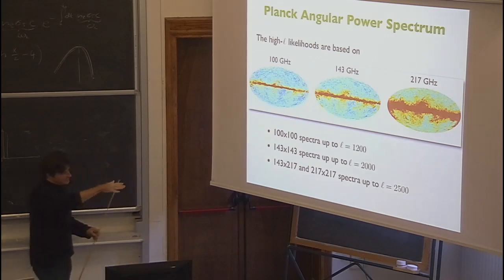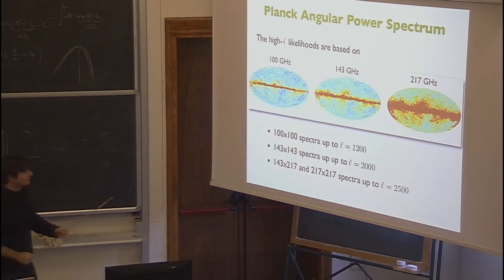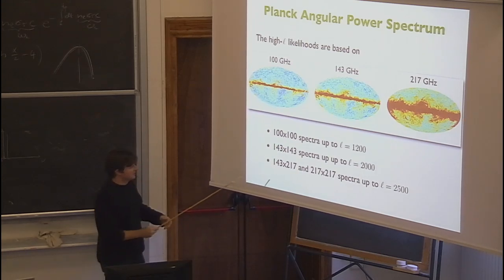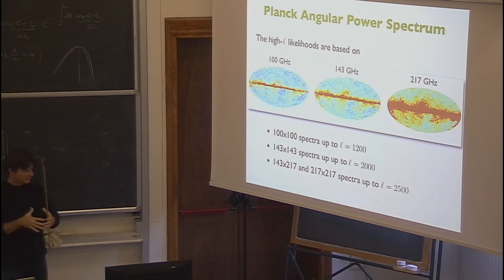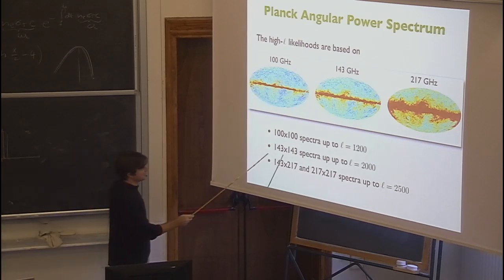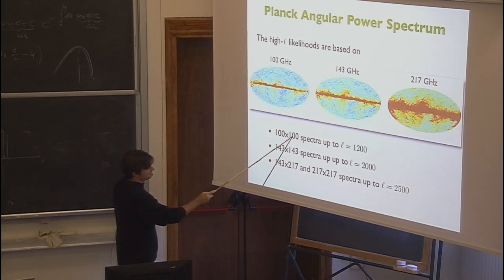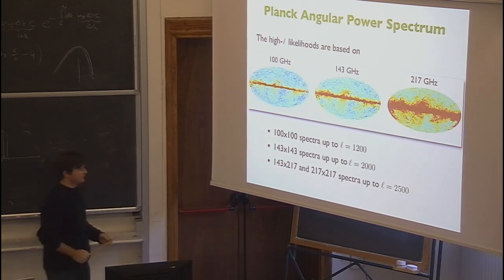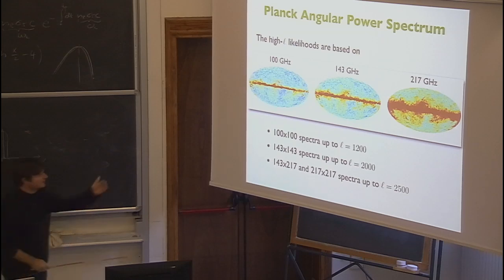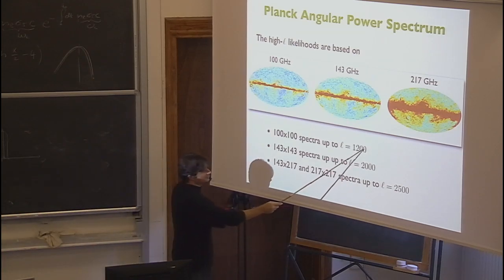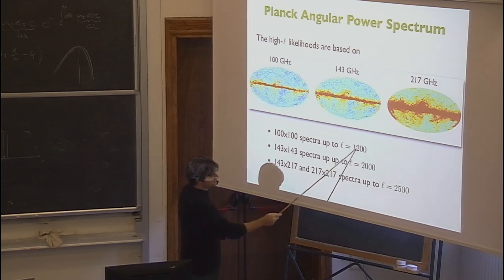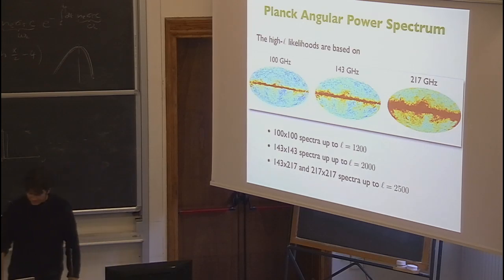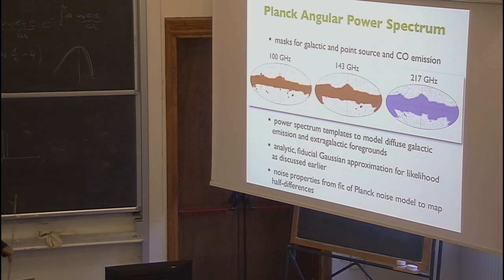The reason the L ranges are different is just because for 100 gigahertz the resolution is worse. The longer the wavelength of the photon, the worse the resolution if it's diffraction limited. So you have 10 arc minute resolution here, 7 arc minutes here, 5 arc minutes here. And so you keep the spectra only up to where the noise isn't yet too crazy. So you keep it to 1200, 2000, and 2500 for these. This has to do with the noise and resolution.